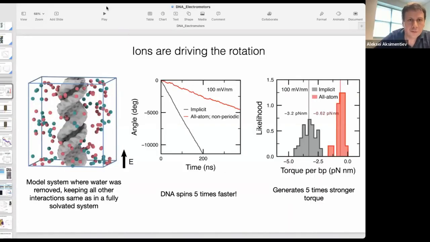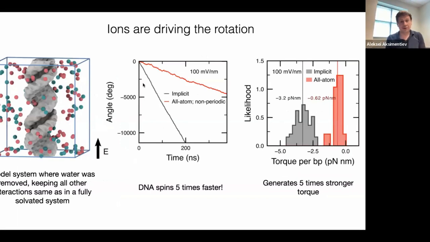Okay, so first of all, full disclosure, I know for sure we are not the first people to ask this question. Will DNA spin if you have a current of ions around it? In reality, of course, it's ions that make the DNA spin, because they are what transfers momentum to it. But that momentum transfer is mediated by water, which makes this momentum transfer inefficient.